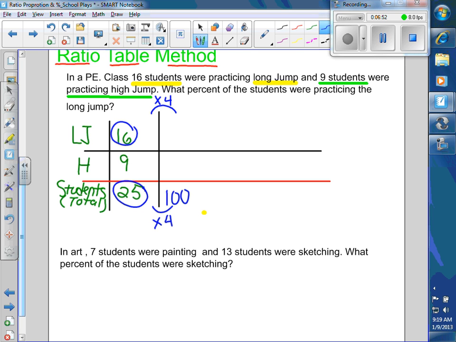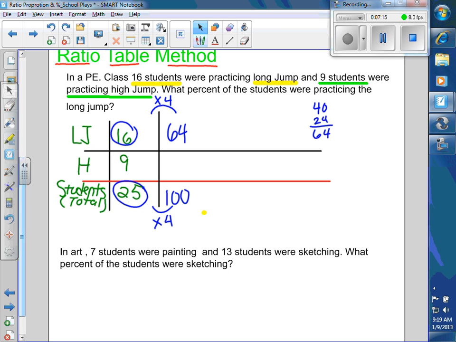16 times 4. Well, what's 10 times 4? 40. And what's 6 times 4? 24. So 40 and 24 make 64. So that's your answer. It's 64 out of 100. 64%. Oh, that's really easy. It's a nice smooth method.